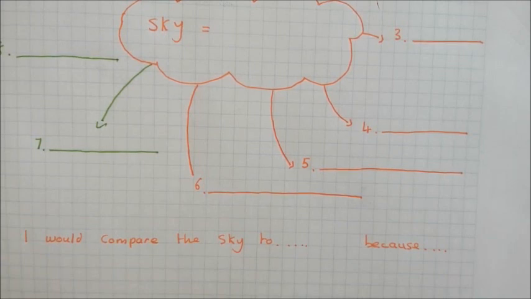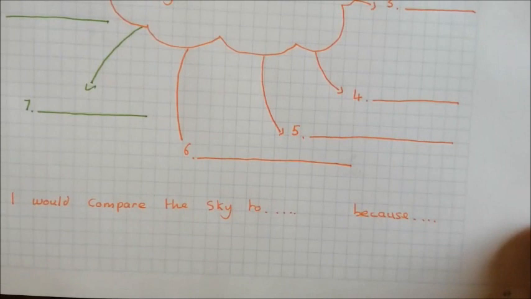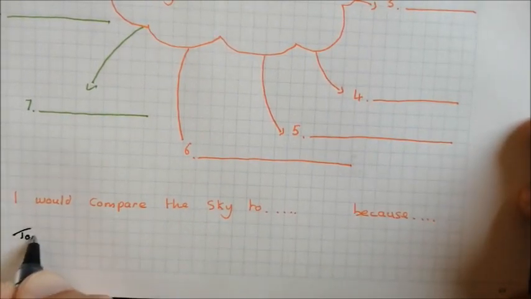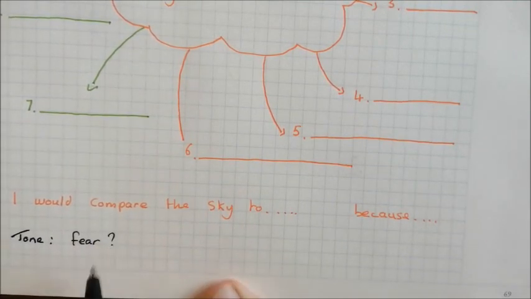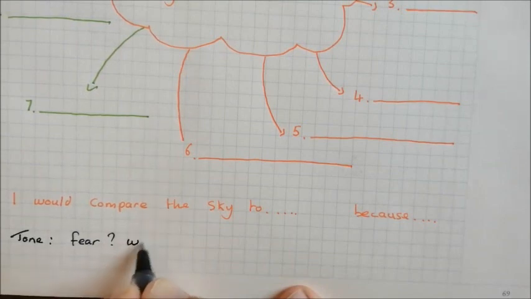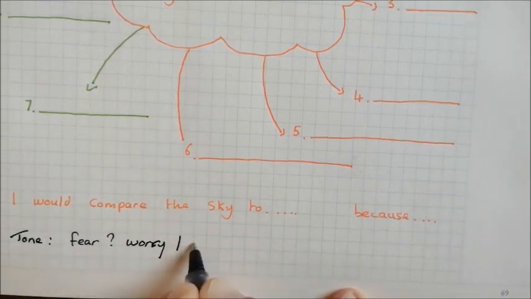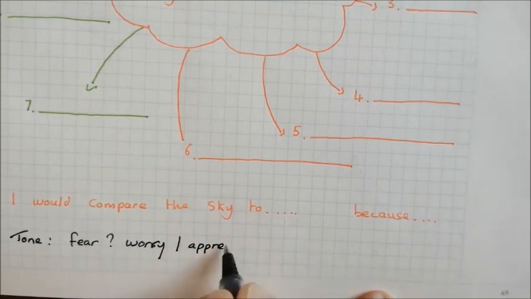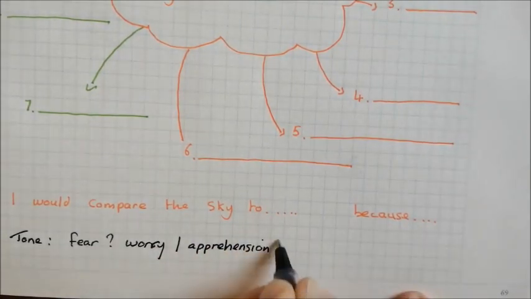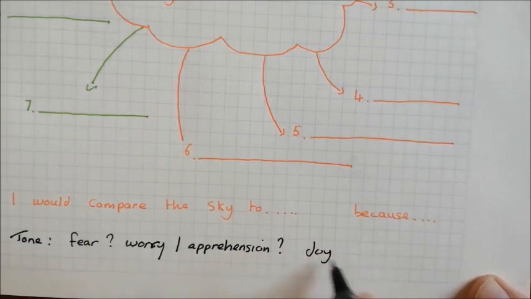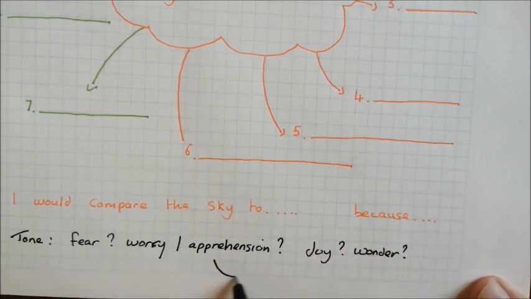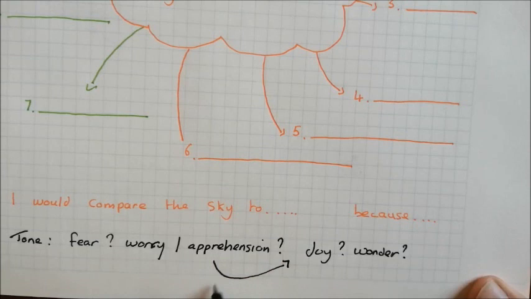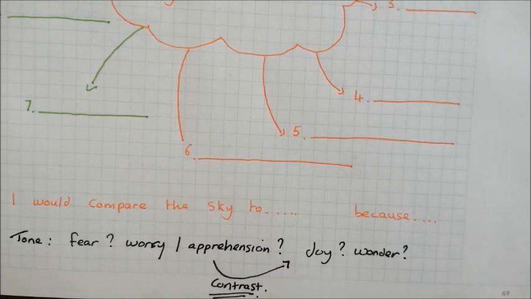So your tone could go either way, the tone that you're choosing to use. You could be looking at fear. You could be looking at worry or apprehension. They mean similar things. Or you could be looking at joy. You could be trying to create a tone of wonder. Or you could contrast the two of those things, because a parent is probably feeling both. And if you can manage to contrast them, both of them at the same time, then you are onto a winner.